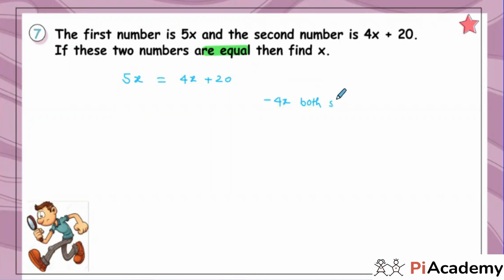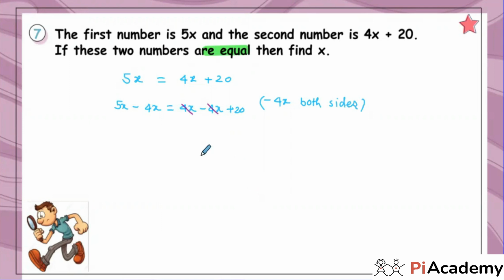Now, Varun, can you please tell me what is going to happen? 5x minus 4x. I have written as you mentioned. Now tell me what is going to happen. So we cancel both the 4x on each side. Okay. So it will be 1x equal 20, right?